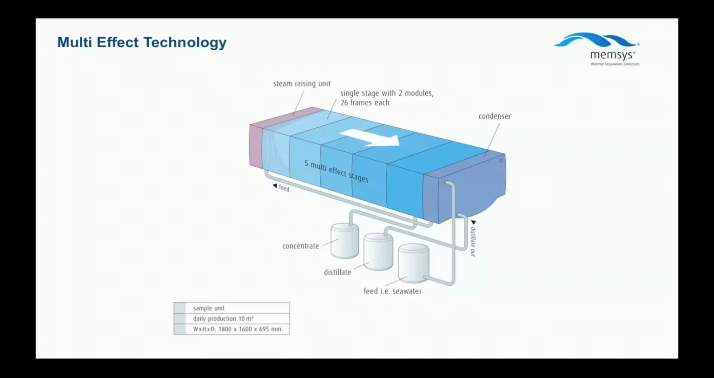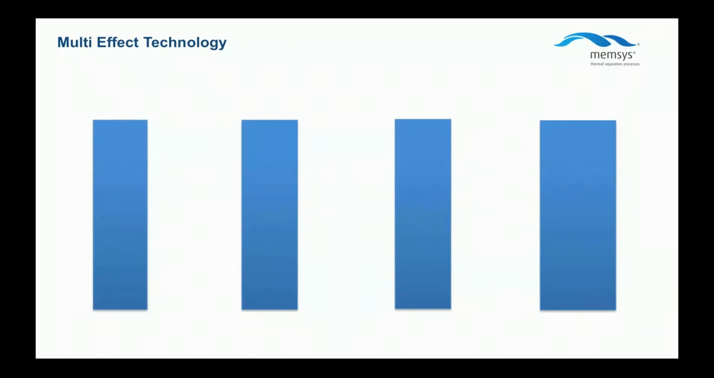The memsys process happens in frames, which are made out of polypropylene and then welded together to stages with different functionalities. The production processes of frames and stages are fully automated and easily scalable. Several of such stages are then sealed together to form one module, which contains all the different functionalities necessary for the saltwater desalination. In each of these frames, we have what we call a water space.